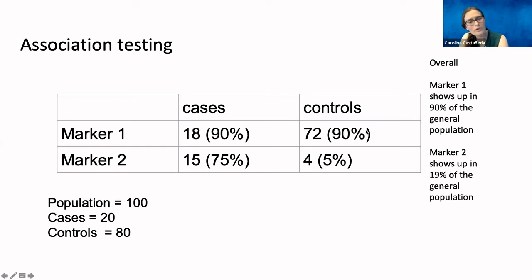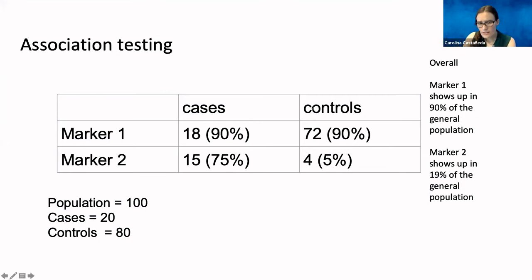On the other side, marker 2 shows up in 19% of the general population, which is relatively rare in the general population, but we can see that it's shown in 75% of our cases and only 5% of our controls. So in this way, we can see that marker 2 is way more common in the cases. And that's how we can relate marker 2 to this specific disease that we're looking at.